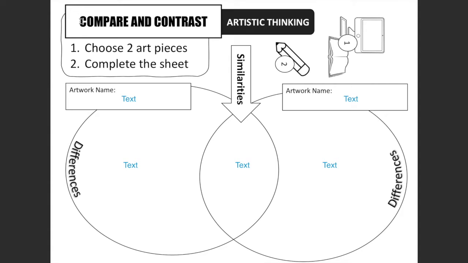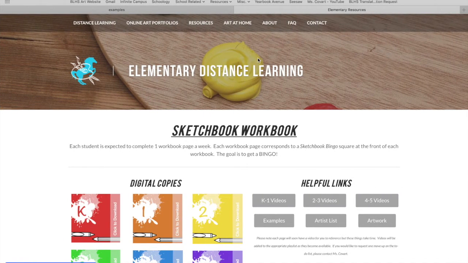The first step on our Compare and Contrast Artistic Thinking worksheet is to choose 2 art pieces. Now you can do this online or you can do it using a paper copy. If you'd prefer a paper copy at home, please just let me know. Otherwise, you can go to the Elementary Distance Learning website and click on this button right here that says Artwork.